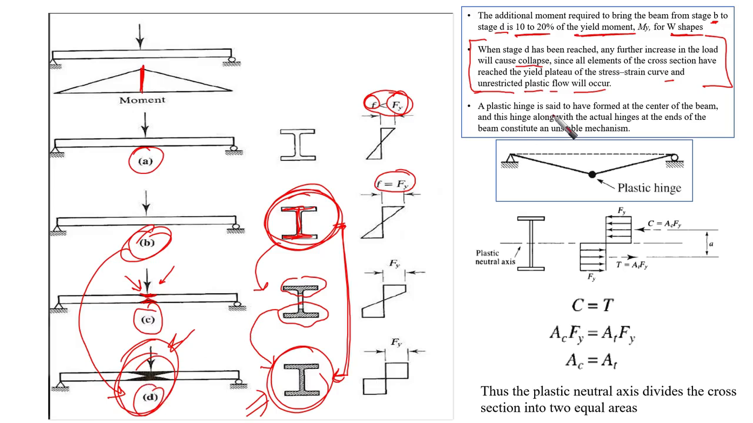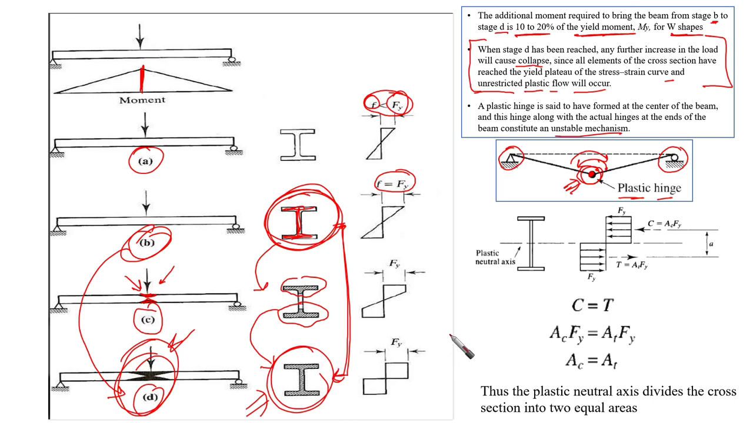A plastic hinge is said to have formed at the center of the beam, and this hinge, along with the actual hinges at the ends of the beam, constitutes an unstable mechanism, because here we have a hinge, at the other end we have a hinge, and in the middle there is another hinge. What is the meaning of a plastic hinge? It is a point where moment cannot be transferred from the right to the left and vice versa. It is as if an internal hinge is going to take place here.